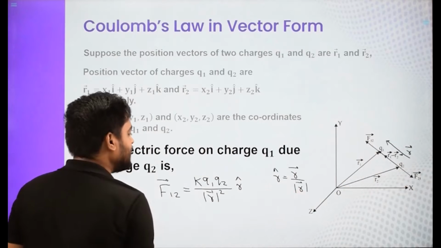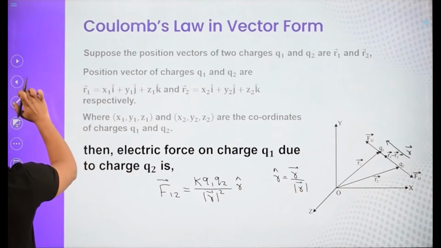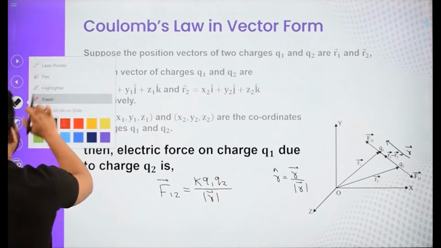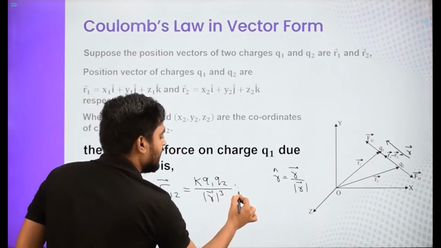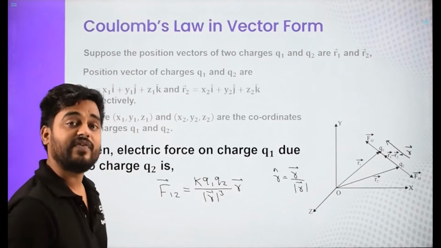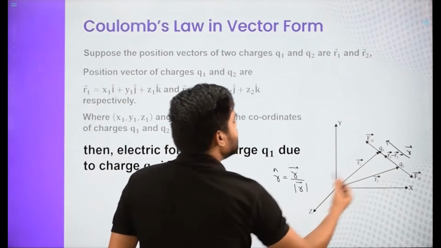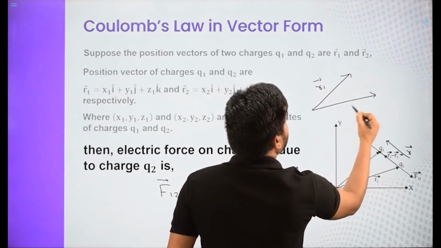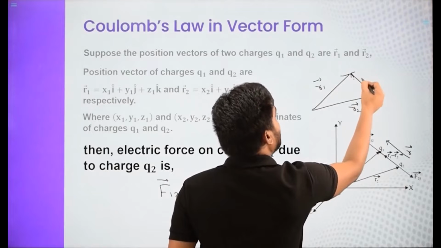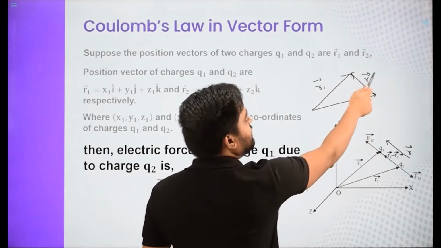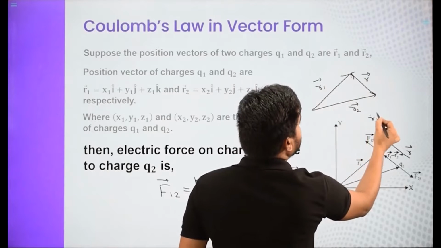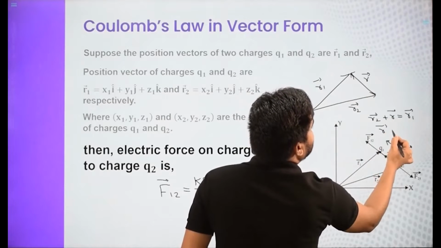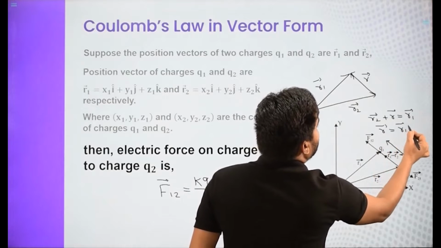So when you write it over here, this becomes cube and this becomes the R vector. Now I need to find the R vector. What is the R vector? See, think about this triangle. So this is my R1 vector, this is my R2 vector, and this is my R vector. So I can say this vector plus this vector gives me that. So R2 vector plus R vector gives me R1 vector. And eventually the R vector is nothing but R1 vector minus R2 vector.